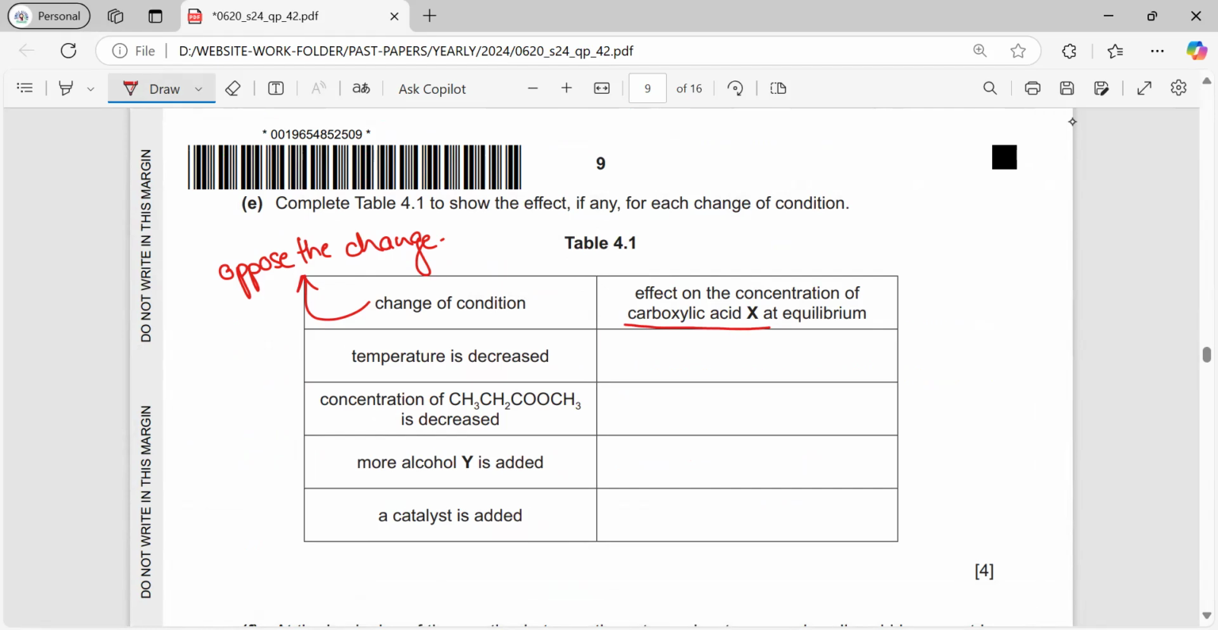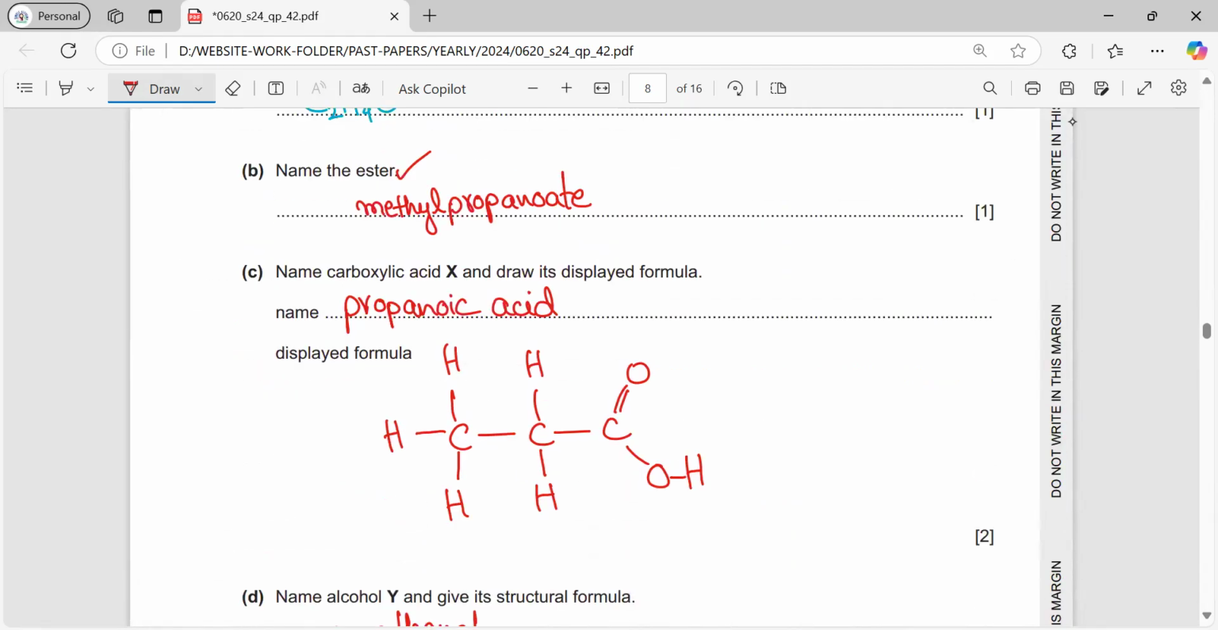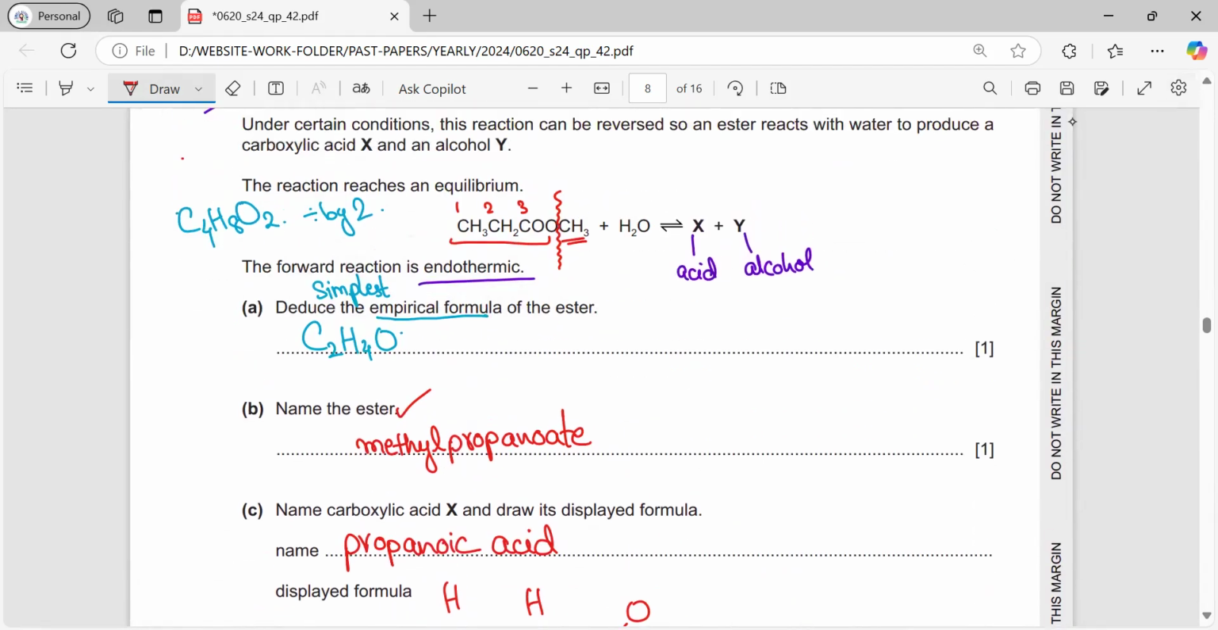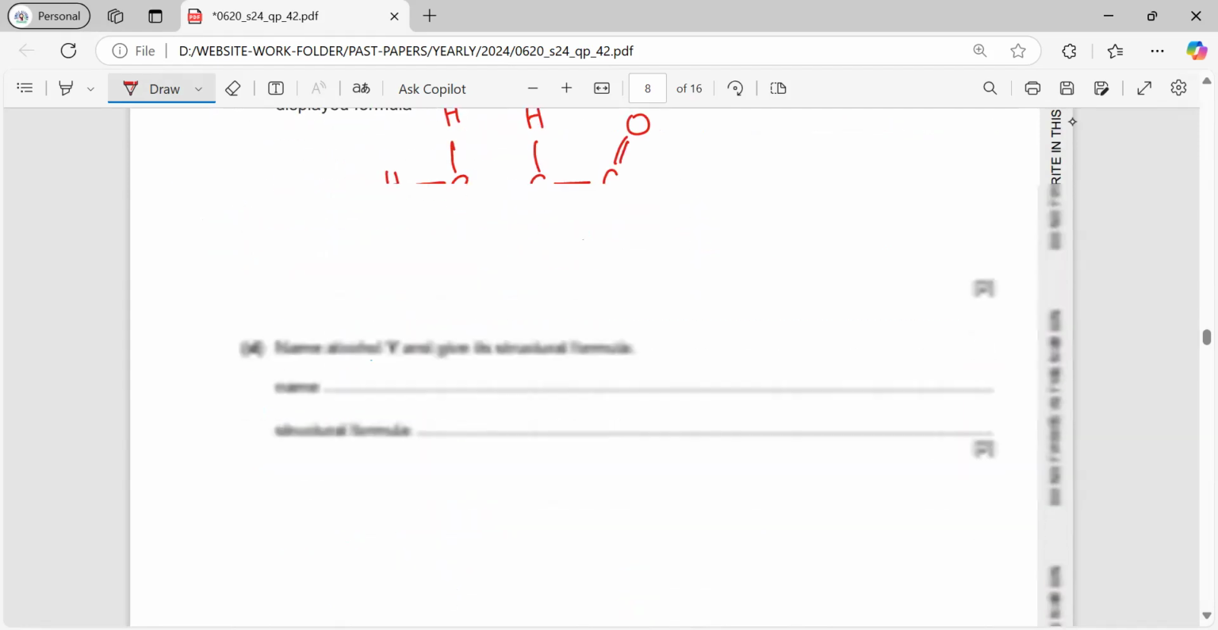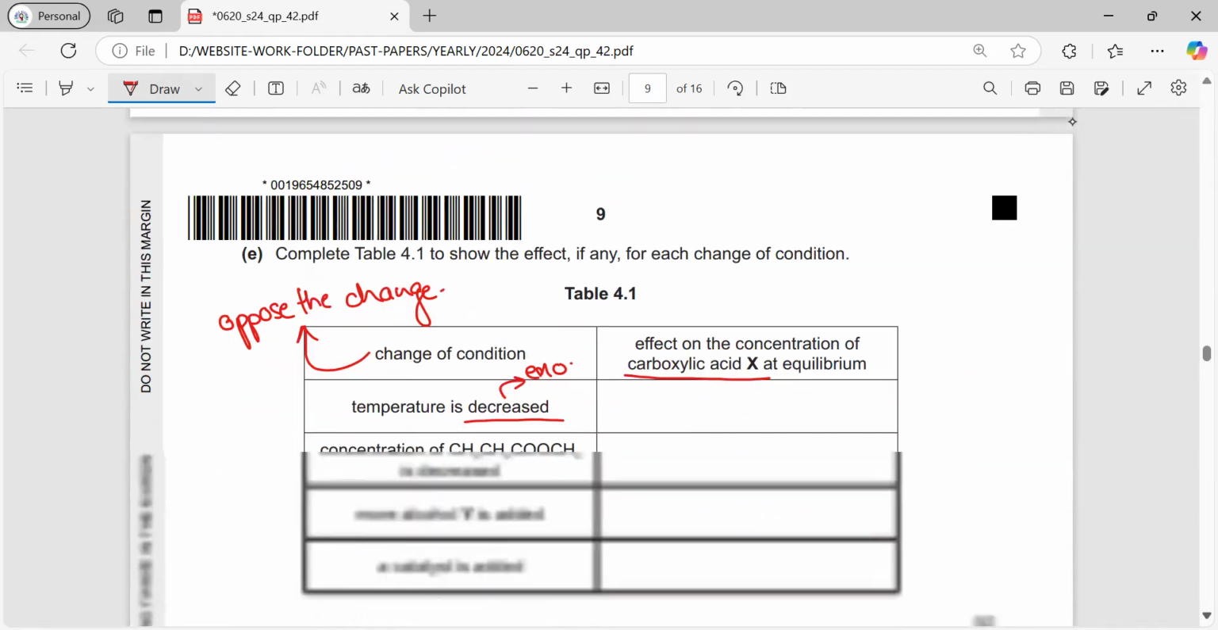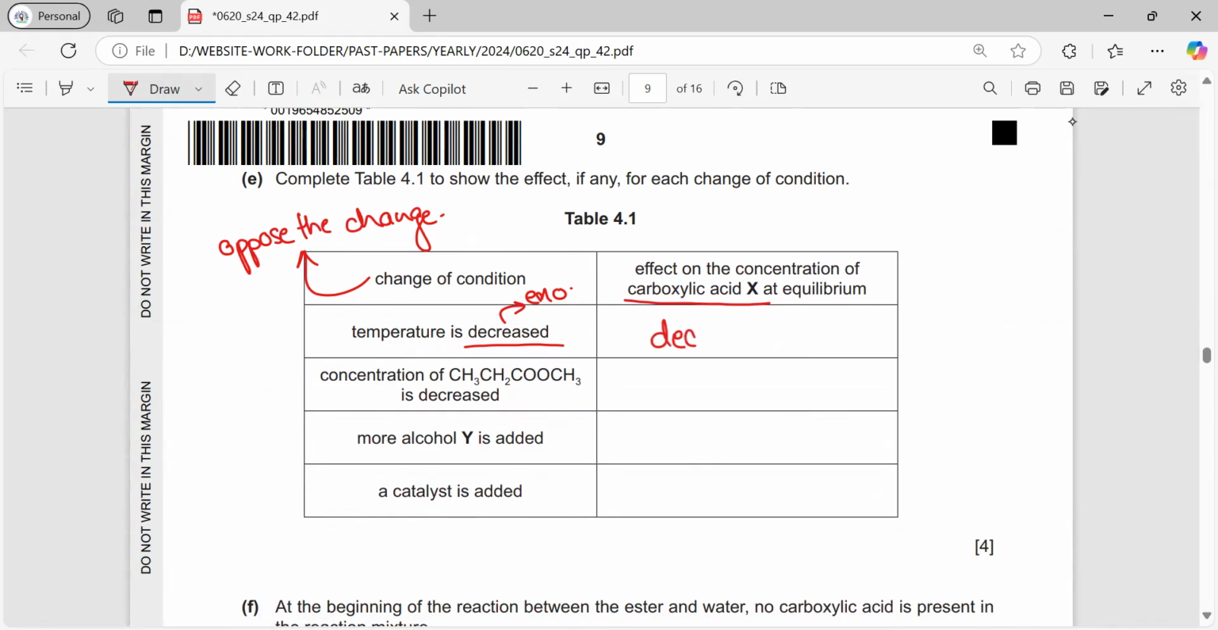If the temperature is decreased, then what will happen? If the temperature is decreased, then the system will move towards the exothermic side. Which side is exothermic here? They said that the forward reaction is endothermic, which makes the backward side exothermic. So the system will move backwards and the concentration of the acid decreases. So we'll write here that the concentration of acid decreases.